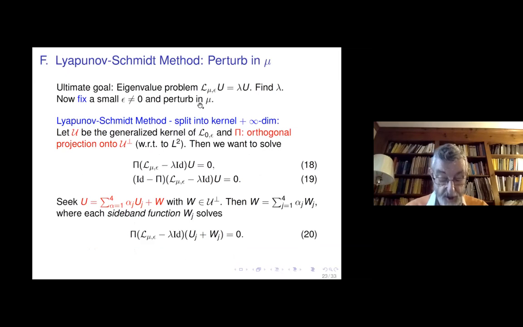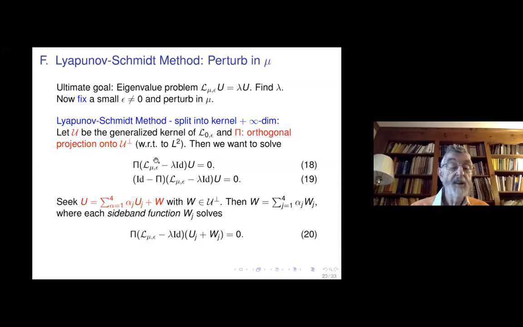And to do that, we use Lyapunov-Schmidt. Bridges and Mielke also use Lyapunov-Schmidt. In that respect, it's the same idea as they did. Lyapunov-Schmidt means you look at the kernel, the generalized kernel, which is 4-dimensional, and then you have an infinite dimensional part. So let script U be the generalized kernel, 4-dimensional, of L. This is the generalized kernel when mu is 0. And pi is the orthogonal projection onto the infinite dimensional part.